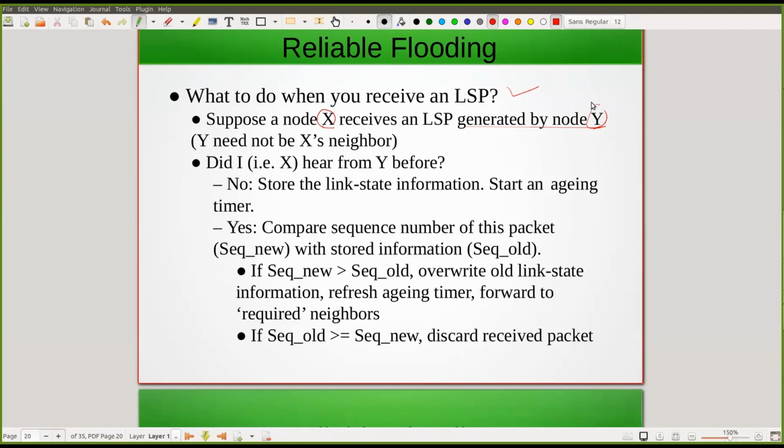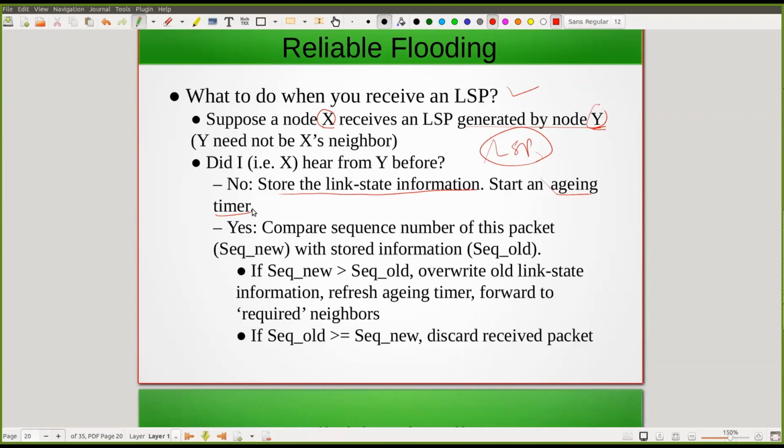If it has not received any information from Y until now, so this is the first packet it is receiving from Y, then it is not going to think anything. It just stores the complete link state packet information at its own end as it is, and then starts a timer. Why is it starting a timer? Because every piece of information is valid only for a certain period of time, so it cannot be stored in the router for an infinite period of time.